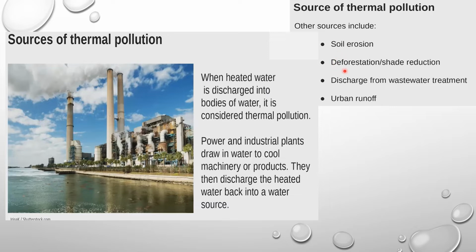So they might have a different albedo or a lower albedo and absorb more of that sunlight into the water. Deforestation, which means we have less shade, which means that the water is going to be heated directly from the sun. And then discharge from wastewater treatment plants, which we'll talk about later. And then urban runoff. So all the runoff from the roads. And I'll show you some pictures of that to kind of remind you.